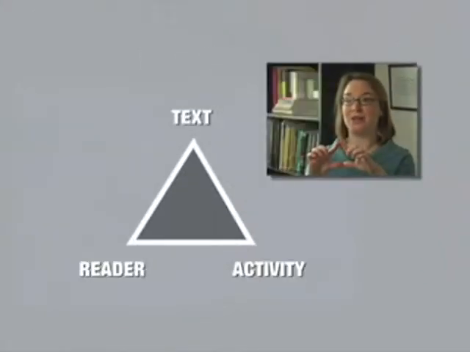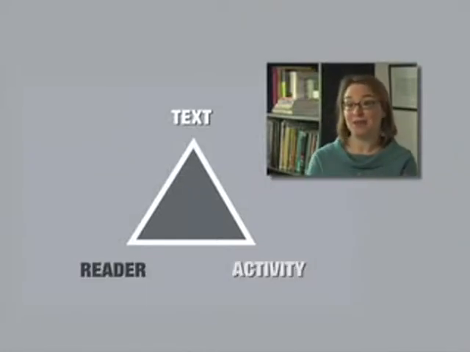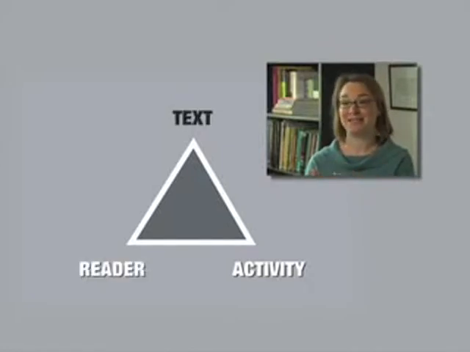We really think of reading comprehension in a triangle with three different pieces. One is the activity involved in the reading comprehension, the context around which someone is reading. The second is the reader, all the different characteristics and knowledge the reader brings to the reading comprehension process. But the third part of that triangle is the text. The text is really important in shaping reading comprehension processes and in shaping reading comprehension development.